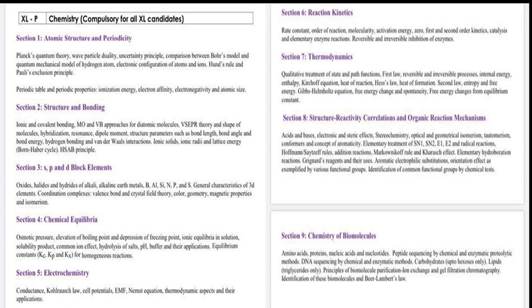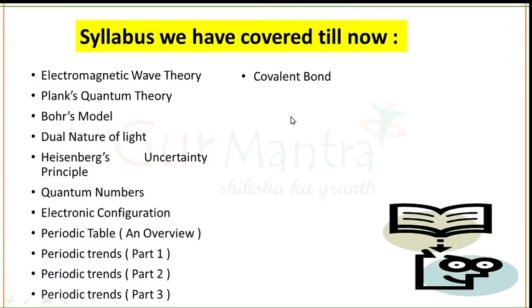So basically guys, this is our GATE 2021 exam syllabus. This chemistry syllabus is compulsory for all Excel candidates. In the previous lectures, we have completed section 1, named atomic structure and periodicity. And now in this particular section, we are going to study structure and bonding. The syllabus that we have covered till now is these topics. This is your section 1 topics, and in section 2 we have covered covalent bond in the previous lecture.